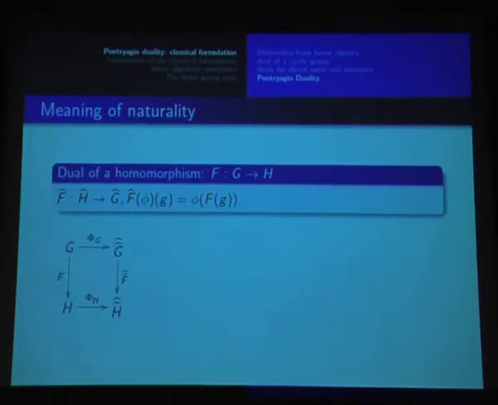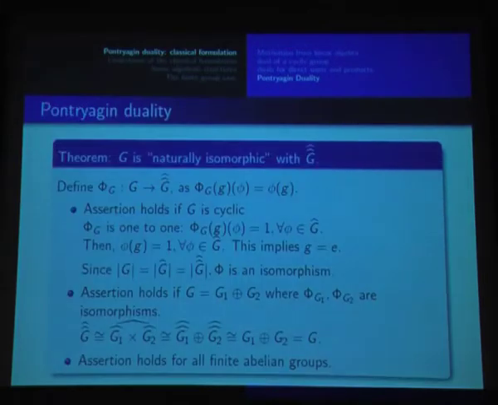And then naturality means if I have a homomorphism F, then this diagram commutes. That means if I apply this followed by this, it is the same as phi H composed with F. So, this is the meaning of Pontryagin duality, which says that G and G hat hat are naturally isomorphic.